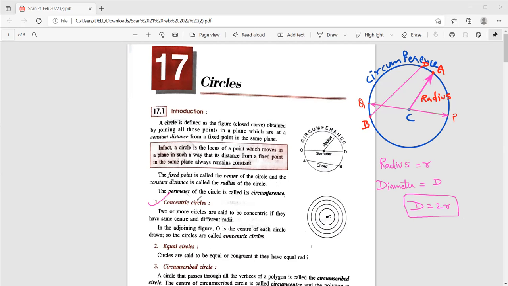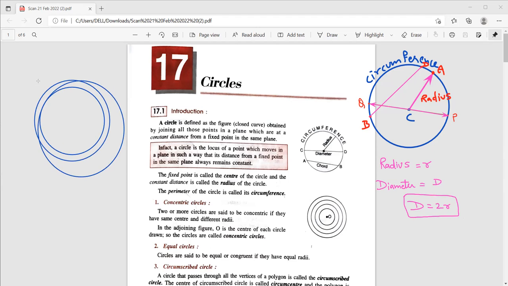Now we are having concentric circles. What are concentric circles? Circles which have the same center. So here you have a circle, then you have another circle, then you have another circle.